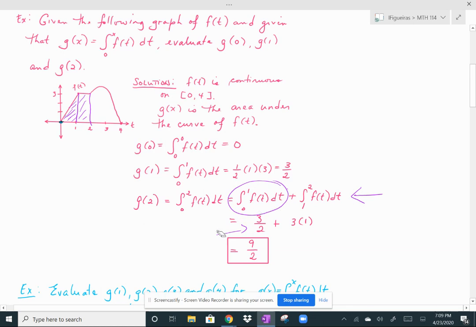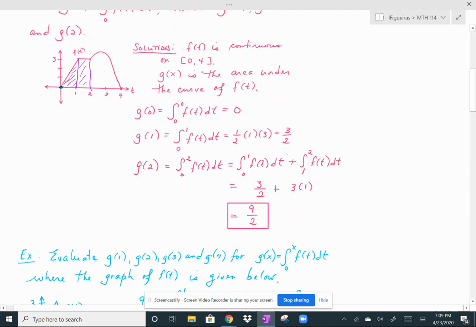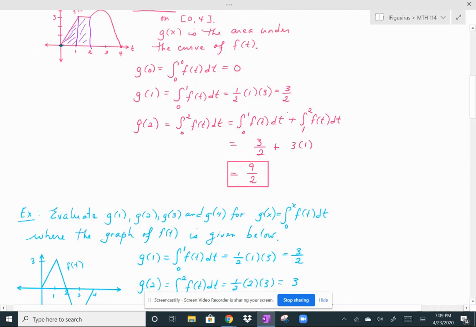To compute the integral from 1 to 2 of f of t dt, that's just length times width, because it's a rectangle, as you can see from the graph, where the length is 3 and the width is 1. So when you add 3/2 and 3, you get a result of 9/2 for your area.